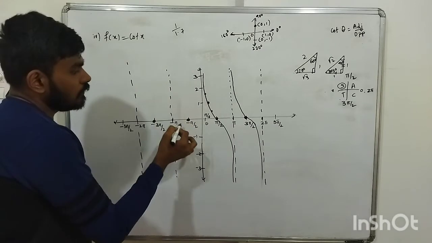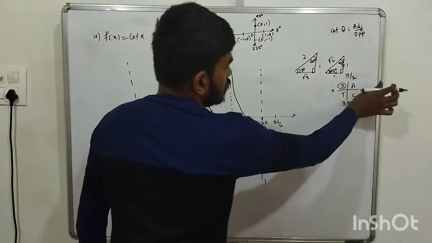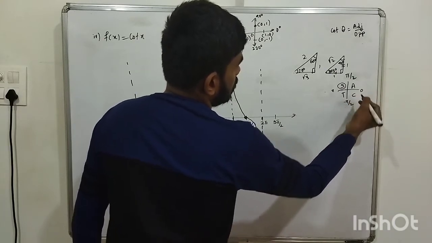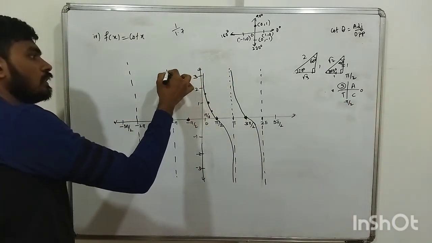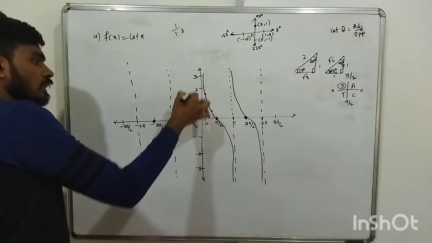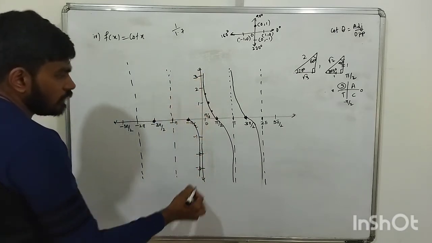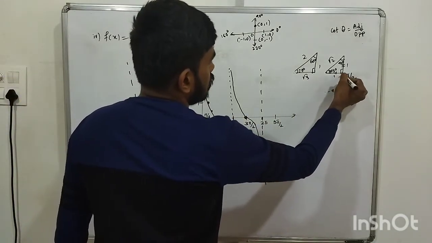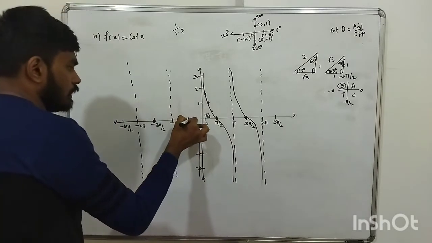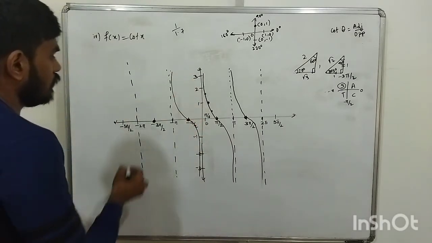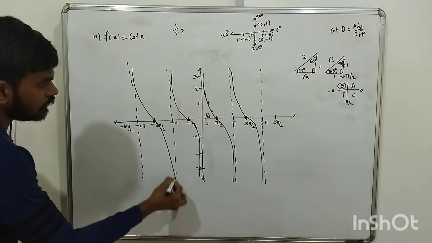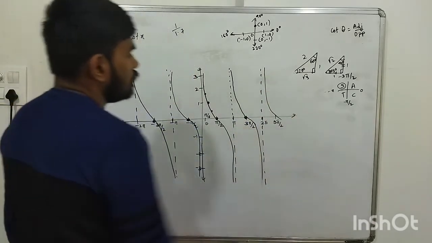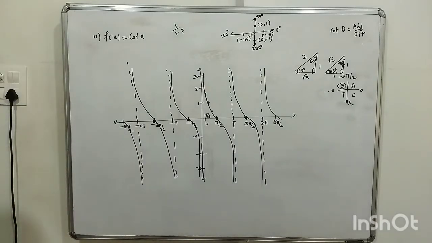On the negative side, from 0 to minus pi by 2, 0 is here and minus pi by 2 is here. Cot will be negative because cos and sec are positive, so it will come down like this. And from minus pi by 2 to minus pi, it will be up like this. Similarly, this will continue, and so on. So this is the graph of cot.